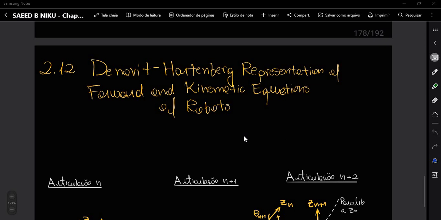So from here we will see this method, or we can also call it a technique, just like representations with the Cartesian system, representations with the cylindrical system, with the spherical system, all these types of representations of a robot. Those are techniques or methods.